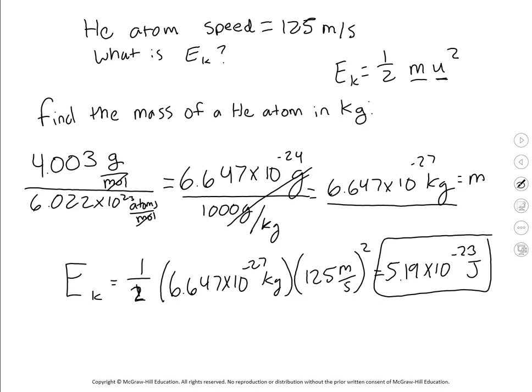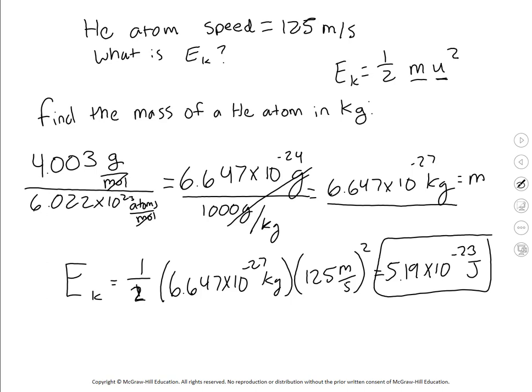I could have given you this question reversed. I could have said, calculate what speed a helium atom is going if it's got this much energy. Or I could have also asked you, what is the mass of an object that has this velocity and this kinetic energy? So any equation in this chapter, pretty much, be able to solve for any of the variables.